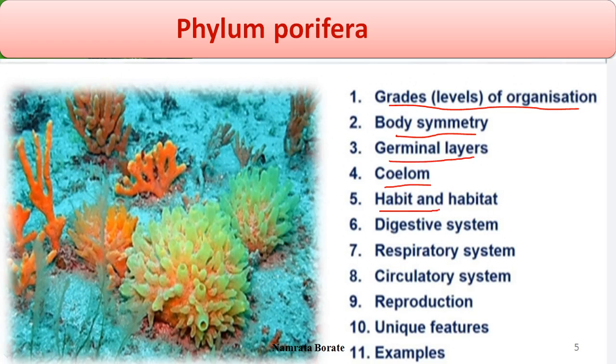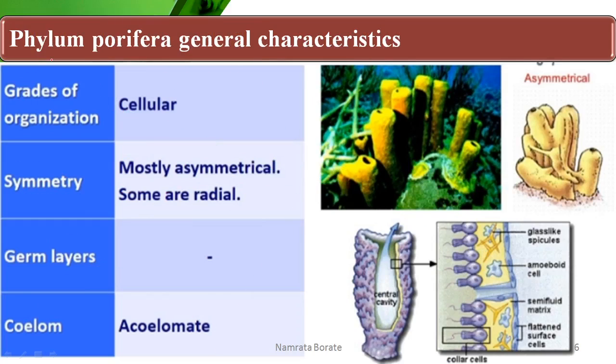Fifth one is habit and habitat. Sixth one is digestive system. Seventh one is respiratory system. Eighth one is circulatory system. Ninth one is reproduction. Tenth is unique feature, and the last, most important, is example. So let's continue one by one. The first characteristic is the grade of organization.